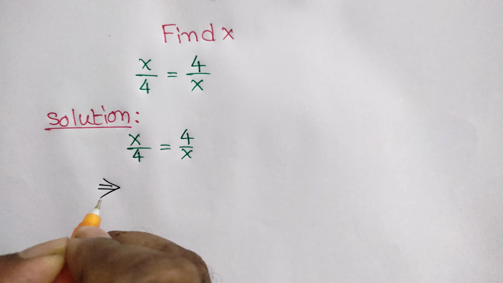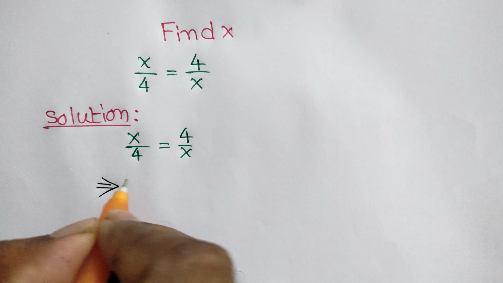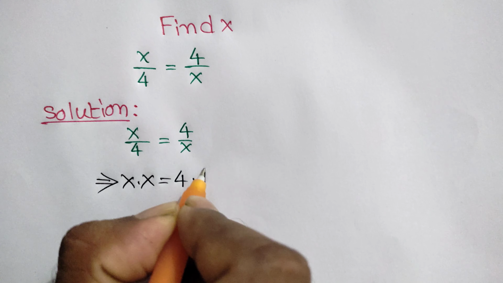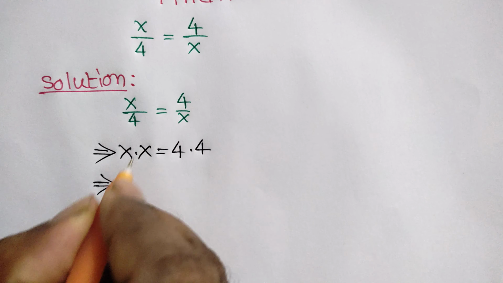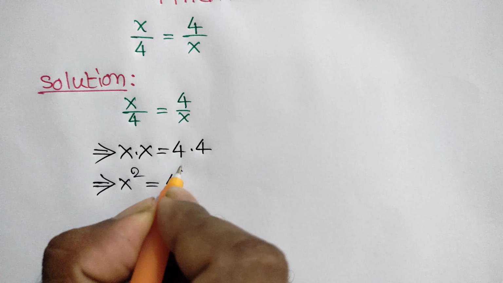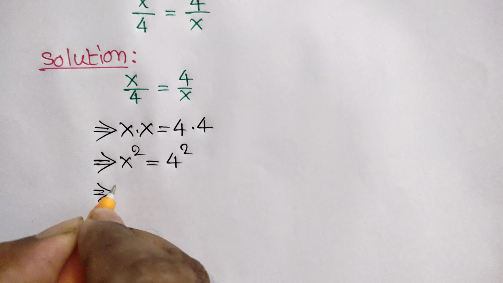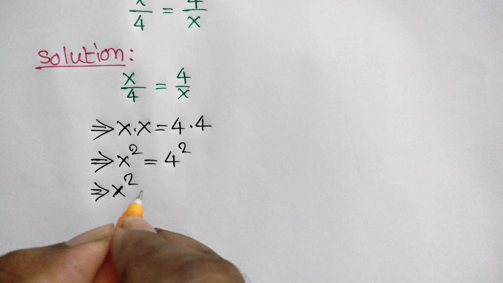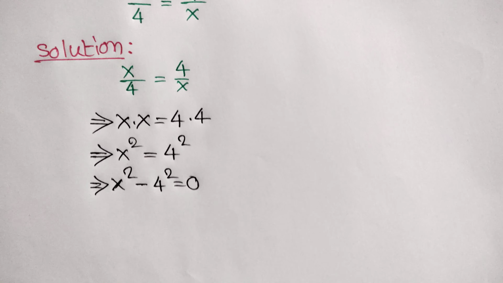or here we can use cross multiplication, so we will get x times x is equal to 4 times 4, or x times x is x square is equal to 4 times 4 is 4 square, or x square. Now taking this 4 square to the left side, we will get x square minus 4 square is equal to 0.